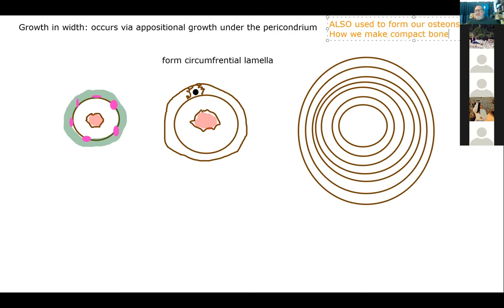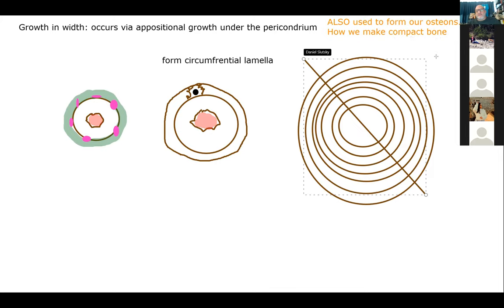So that is going to be the key for this. So no, and that's the thing. There are not circumferential lamellae on the inside of the bone. The circumferential lamellae are on the outside. That's why we know this can't be how it works, because this is not what mature bone looks like.